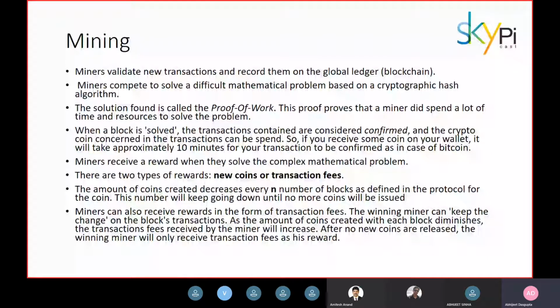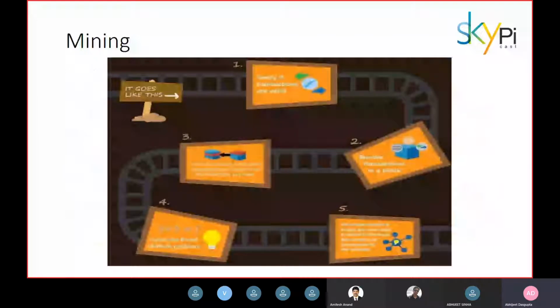So every transaction fee that people like me and you send as part of the transaction gets collected by the miners who actually mine the transactions. The winning miner can keep the change or the transaction fee on the block's transactions. As the amount of coins created with each block diminishes, which at some point of time will be zero, after no new coins are released, these miners will only receive the transaction fee as the reward for the work that they do as miners. Let's look into a small diagram or an infographic showing the process of mining.